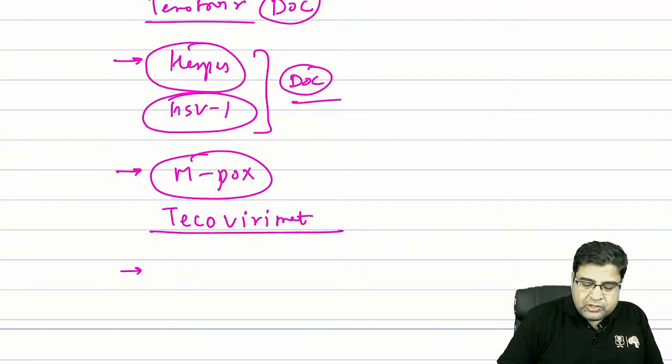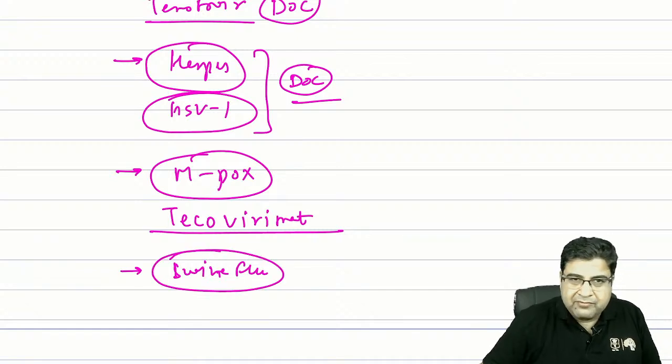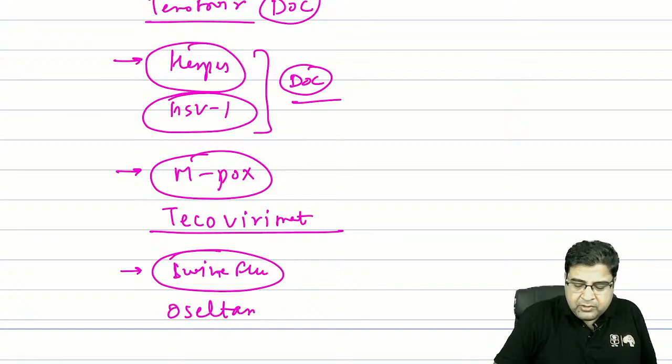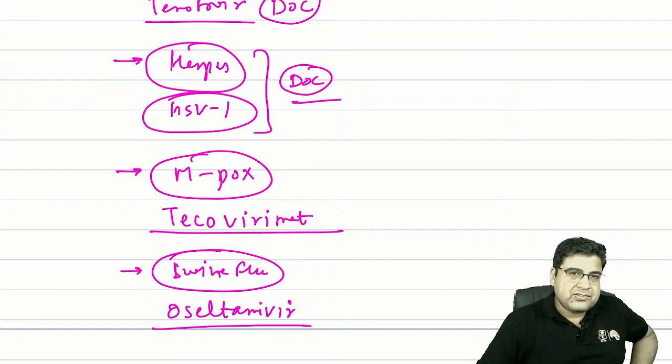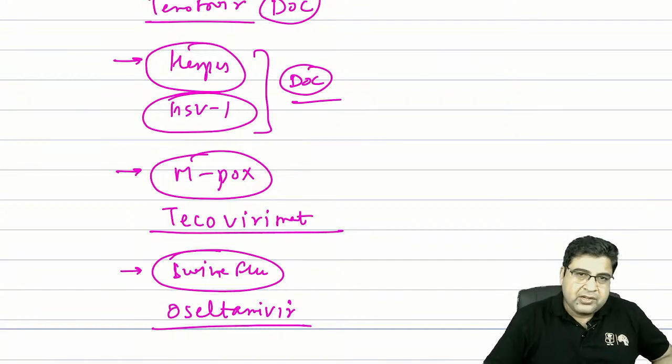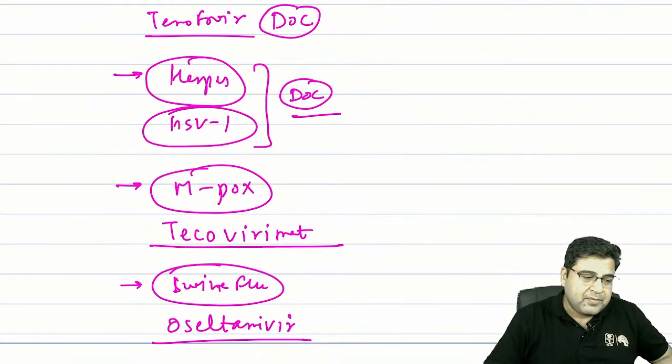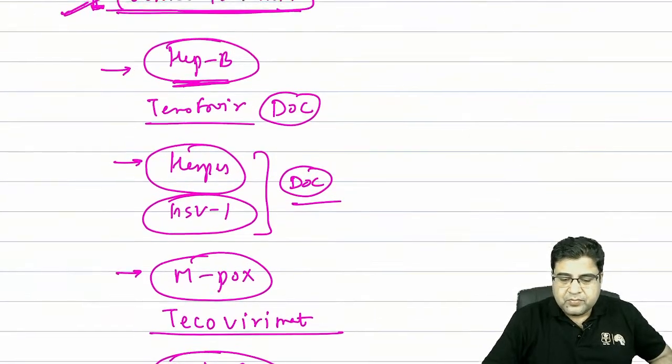Maximum, in case you want to read, influenza virus, swine flu. These days, in North India, there is an outbreak of swine flu. So swine flu is important from a North Indian point of view. The drug name is oseltamivir. Oseltamivir is a drug that can be asked. So these are the important topics which you can correlate with your clinical practice and which can be asked in your exam.